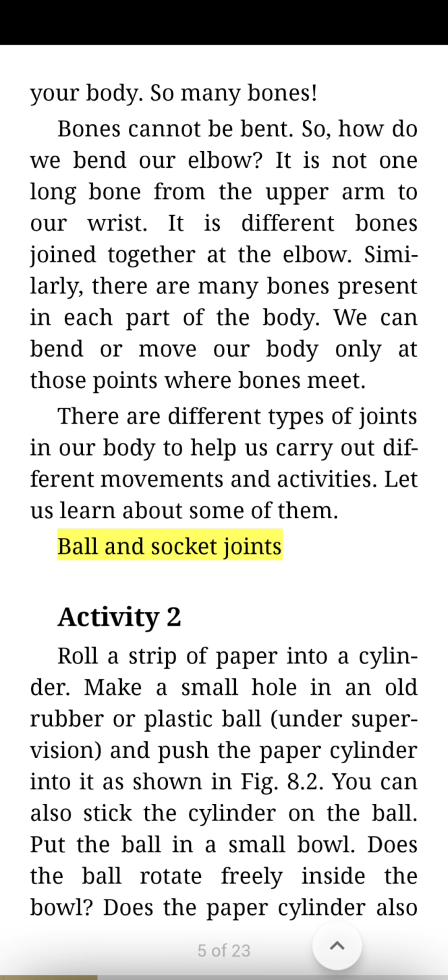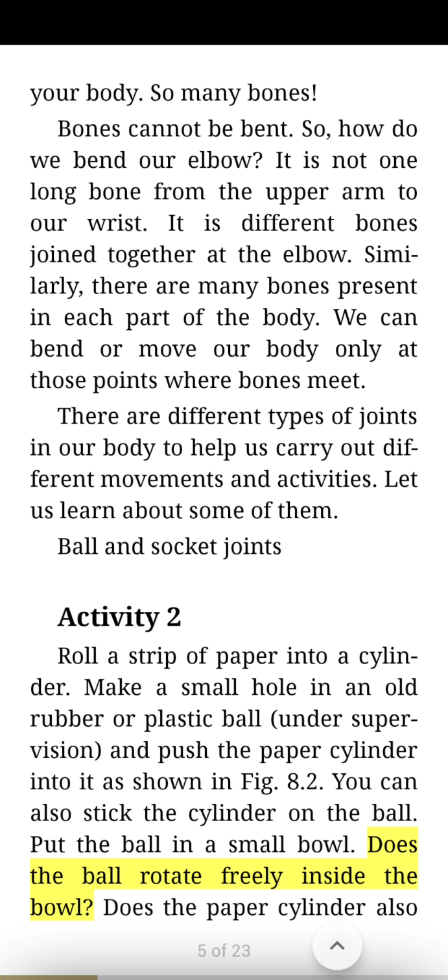Ball and socket joints. Activity 2. Roll a strip of paper into a cylinder. Make a small hole in an old rubber or plastic ball under supervision, and push the paper cylinder into it as shown in Fig. 8.2. You can also stick the cylinder on the ball. Put the ball in a small bowl.